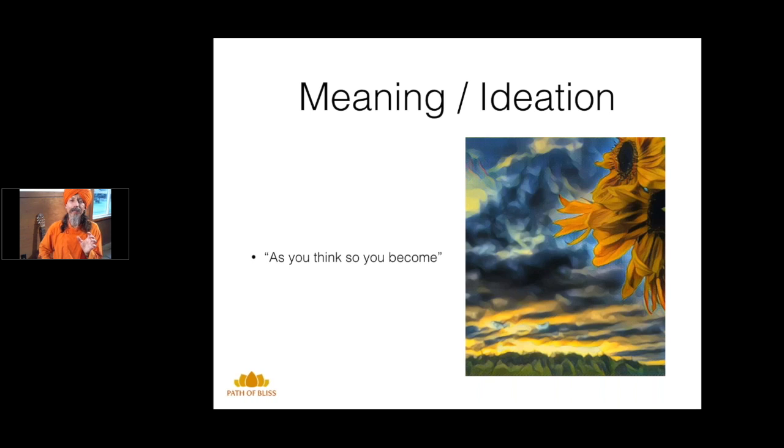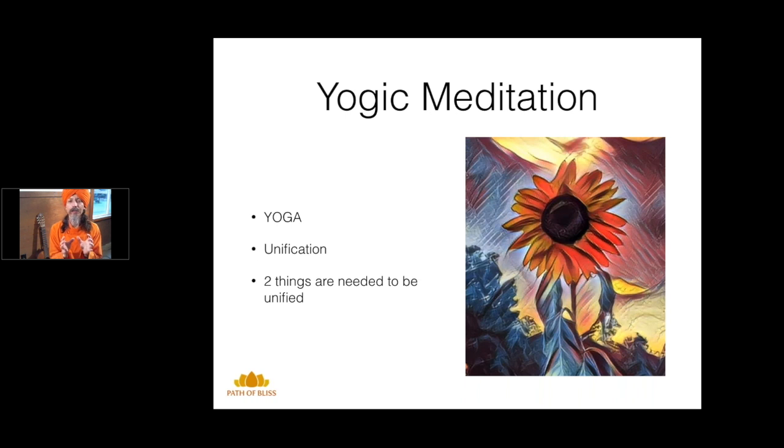To understand the ideation of the mantras, I have to explain a little bit about the word yoga. Our meditation is a yoga meditation, or a yogic meditation. So what is yoga? That word also comes from Sanskrit, and it means unification. It means you are unifying. And to unify, you need at least two things. You have one thing and another thing, and you can unify them. So in the case of yoga, what are these two things that are being unified?